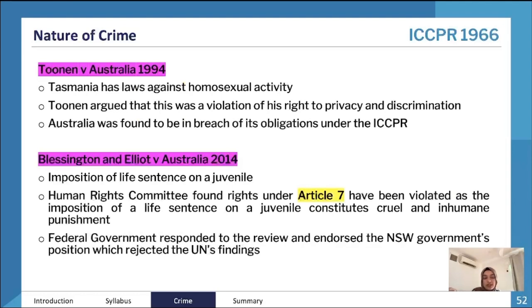So, Toonen v Australia, 1994, Tasmania had laws against homosexual activity. Toonen argued that this was a violation of his privacy and it was discrimination, and Australia was found to be in breach of the ICCPR. That's an example. Another example, we have Blessington and Elliott v Australia. So, imposition of life sentence on a juvenile. Human Rights Committee found rights under Article 7 had been violated. And so the federal government responded to the review and endorsed the NSW position, which rejected the UN's findings. Again, another example of state sovereignty.